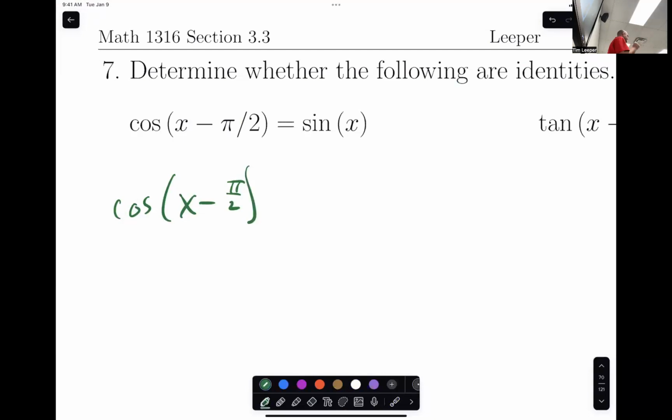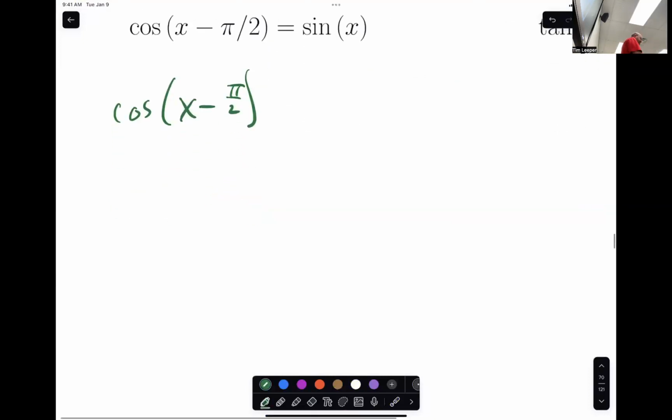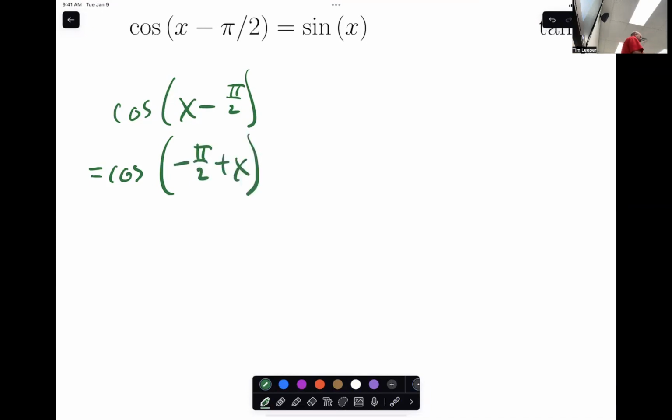Now, notice that this is not the cofunction identity, because the cofunction identity is pi over 2 minus u, right? That's the cofunction identity. This is not that. Now, if I flip this around, you have to keep the negative where it is. So this would be cosine of, flipping that around, making the pi over 2 go first. But notice the pi over 2 is negative, right? And I'll have to put a plus x there as a result.